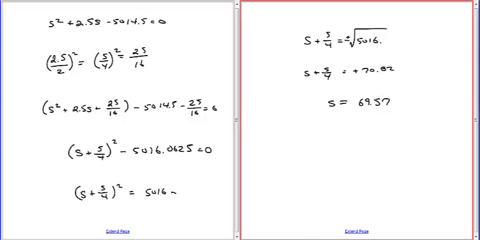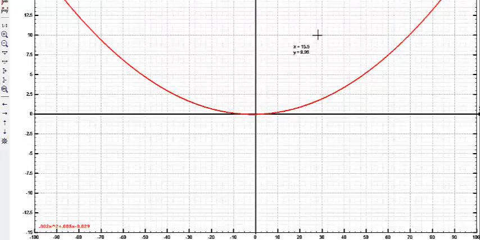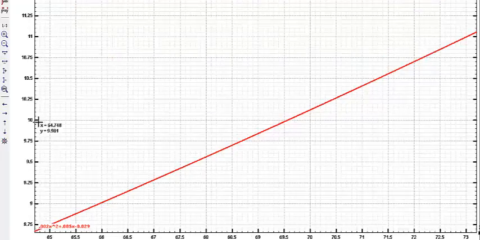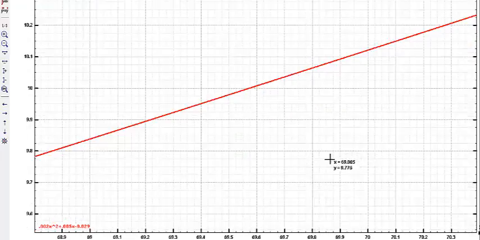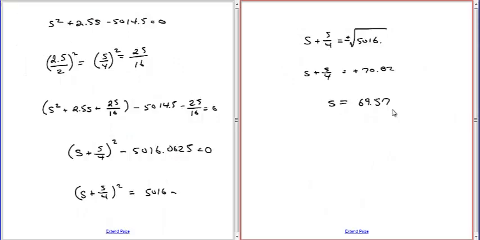So you go back to the graph, and we're going to zoom out just a little bit. What we're looking for is where this thing intersects 10. So if we zoom in right here, you see I've got 10. I'm going to zoom in a little bit further. So here's 10. We come over and look for the intersection of that, and we get 69.572. And how does that compare? 69.57. So that works out.